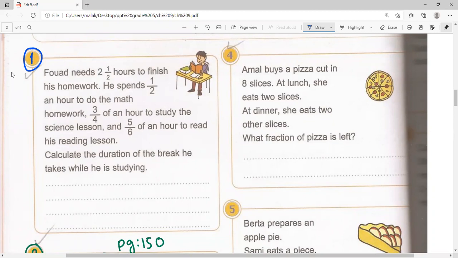Fuad needs 2 and 1/2 hours, 2.5 hours to finish his homework. He spent half an hour to do the math homework, 3/4 of an hour to study the science lesson, and 5/6 of an hour to read his reading lesson. Calculate the duration of the break he takes while he's studying.